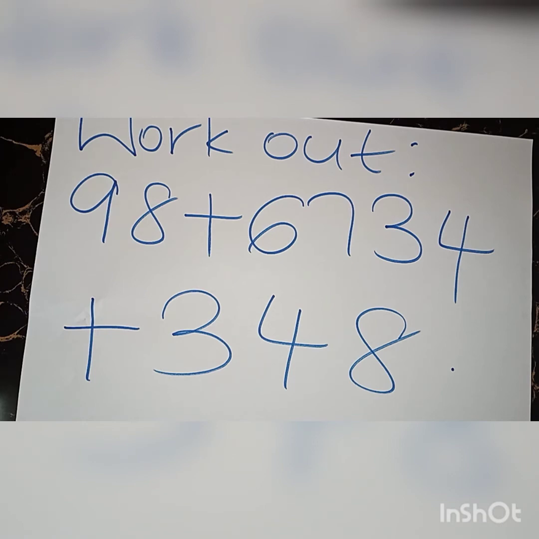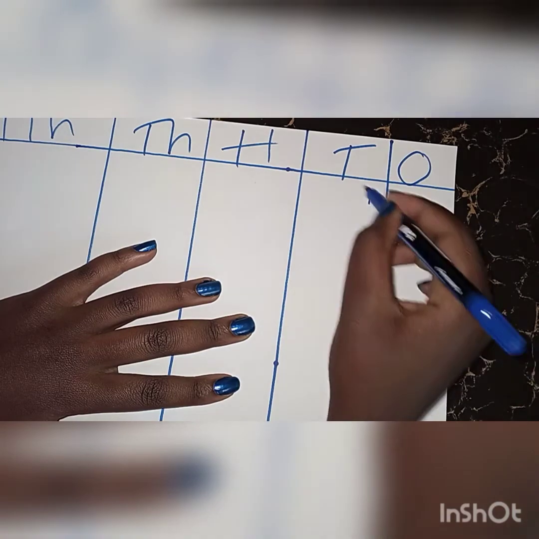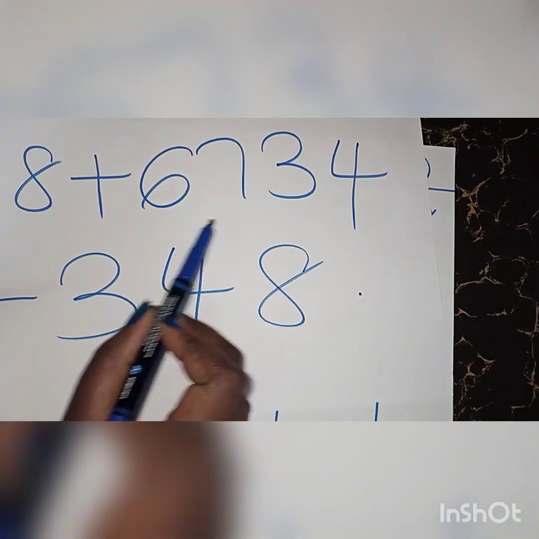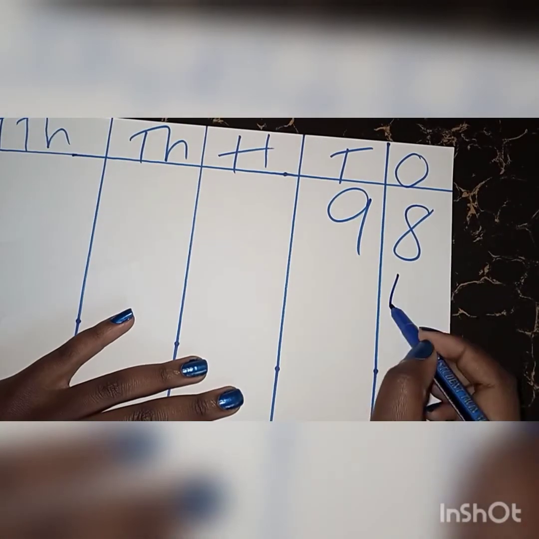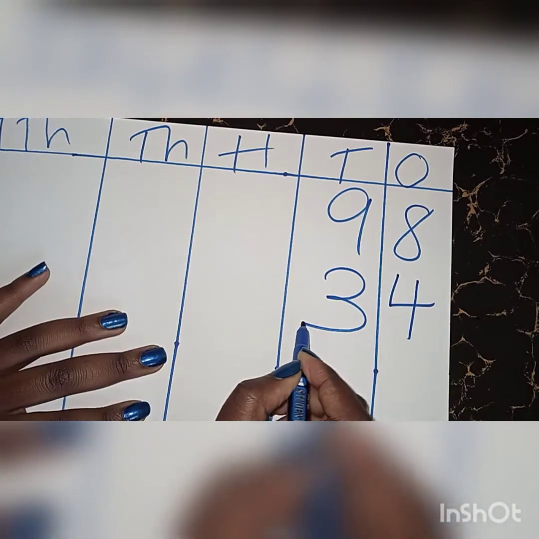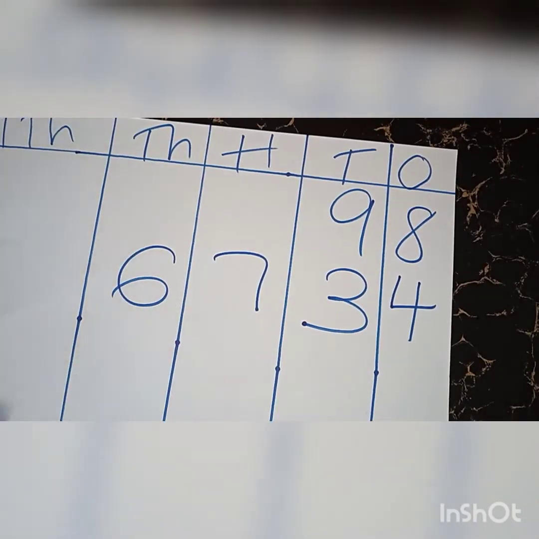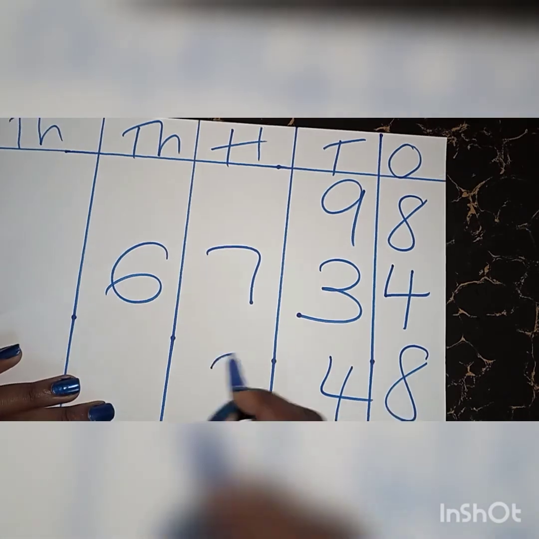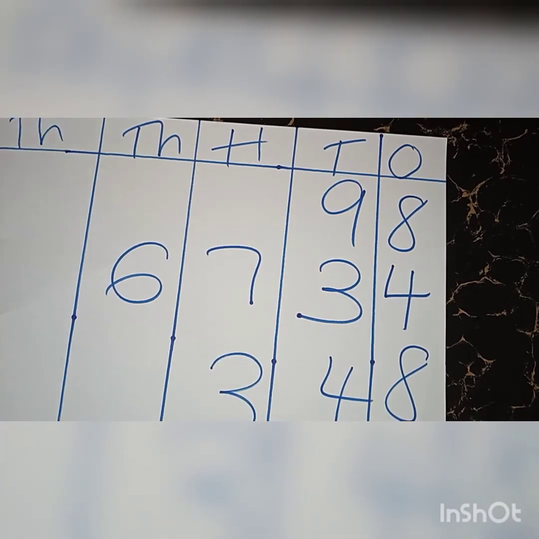Let's start with the number 98, okay? 8 is in the ones place and 9 is in the tens place. Let's look at this other number. 4 is here, 3 is in the tens place, 7 and 6 is in the thousands place. Let's look at this last number here, 348. 8 is here, 4 is here, and 3 is in the hundreds place, okay?